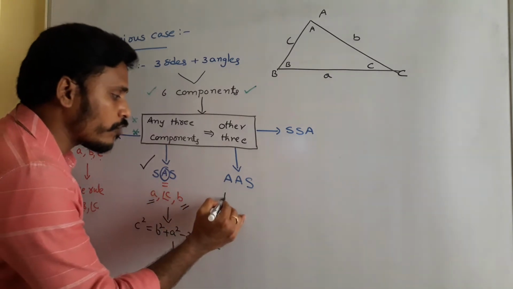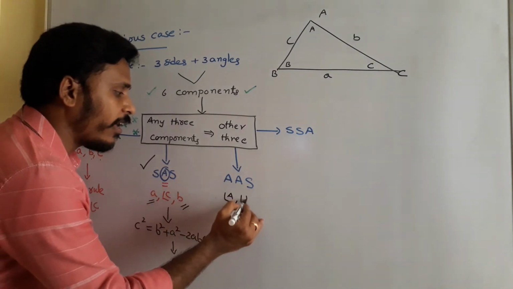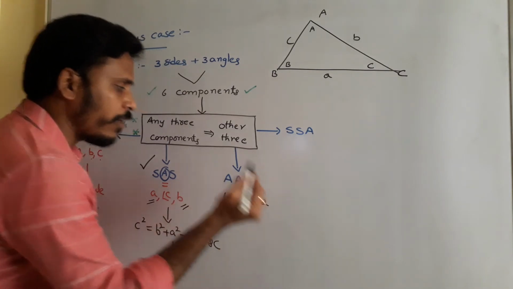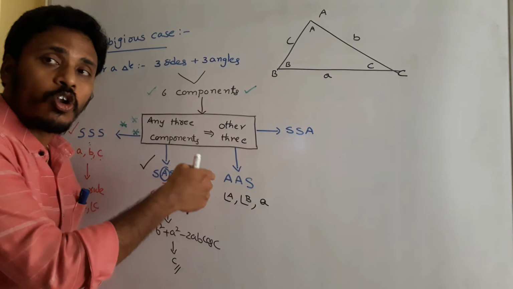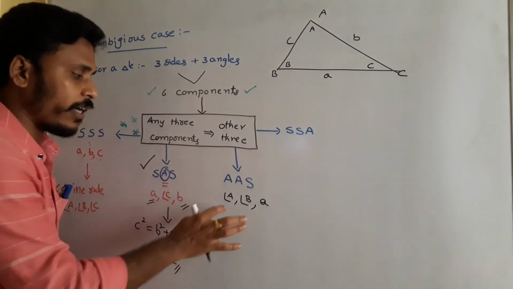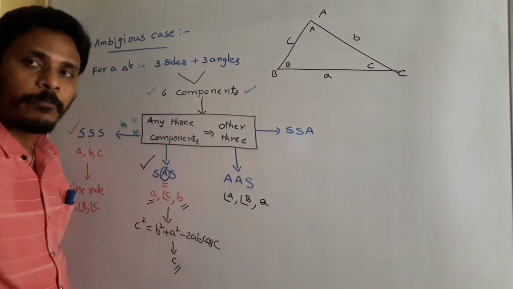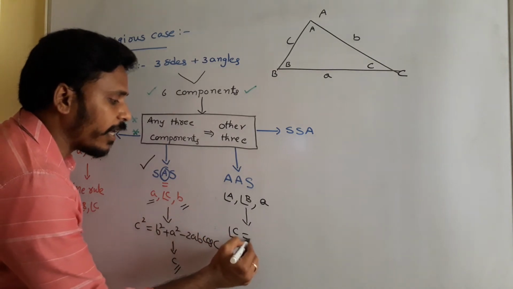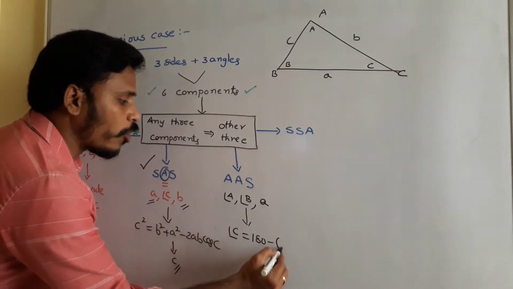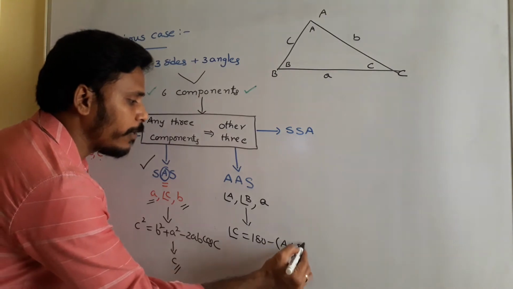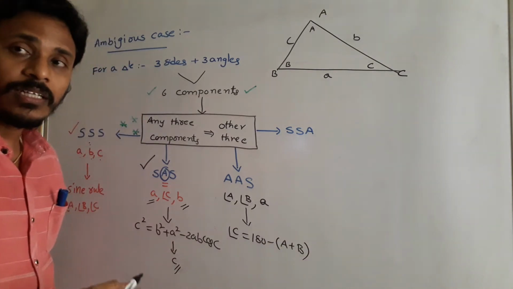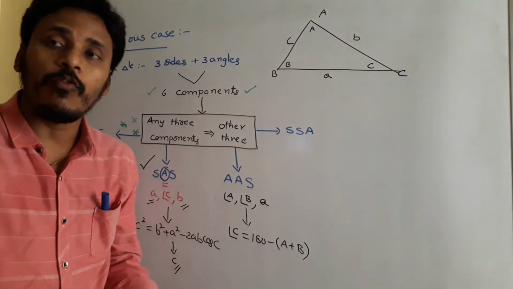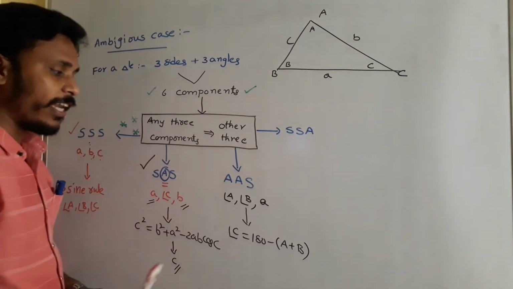So suppose the angles are angle A, angle B, and the side, you may take any side, for suppose side a. Here the inclusion of the side is not mentioned. Right, you know 2 angles and 1 side. If you know 2 angles, then easily we will find the third angle C as 180 minus (A plus B), since in a triangle the sum of the angles is 180.